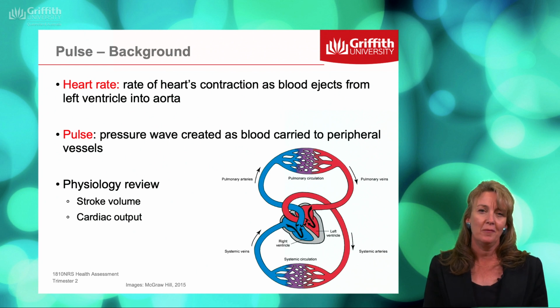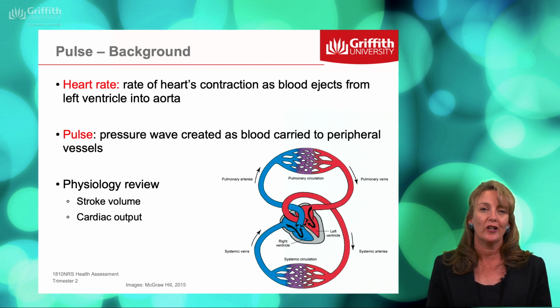So, quick review. The stroke volume is the amount of blood that's ejected from the left ventricle, the left side of the heart, which is the most muscular area and the biggest side of your heart. Your cardiac output is the amount of blood that's pumped by the heart in 1 full minute. So heart rate times stroke volume equals your cardiac output.